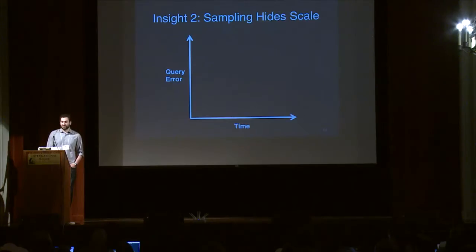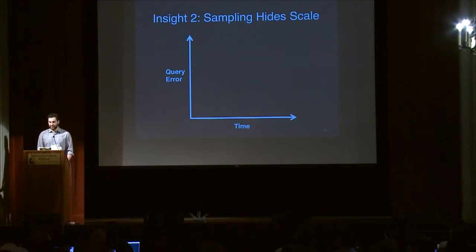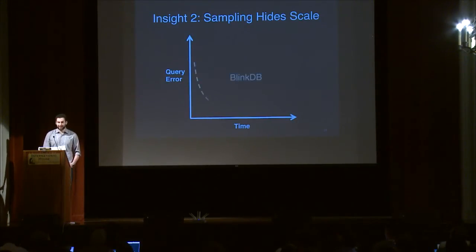The second big insight is that sampling can be used to hide the scale of your data. Now, if you've been coming to AMPLab talks before, or are familiar with some of the work that comes out of the lab, you might have heard this pitch before, especially in the context of a system called BlinkDB. BlinkDB makes this trade-off: if you process your queries on only a sample of the data, you can trade off the time it takes to run the query, right? Running on a sample is very fast. But you also introduce a little bit of error, so you only get an approximate answer because you were only looking at a sample of the data.